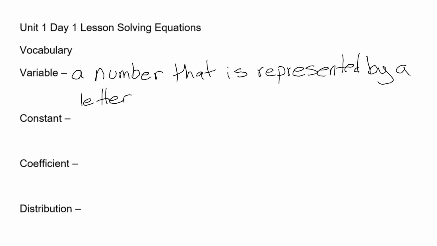Then we are going to look at constant. Do you remember what a constant is? If you're having a little trouble, think about what it means in science class because it's really similar. A constant is a number that doesn't change. So it stays the same, meaning that there's no variable with it.